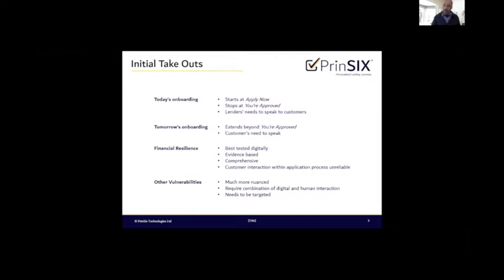Talk about other vulnerabilities, that's a very different situation. It's a much more nuanced position in which a combination of digital and human contact is the value and that's how you should cope with those things. But it needs to be targeted at specific individuals. And so for all of this view, yes, PrinSIX can help. Through those four components, they can add real value to this situation.